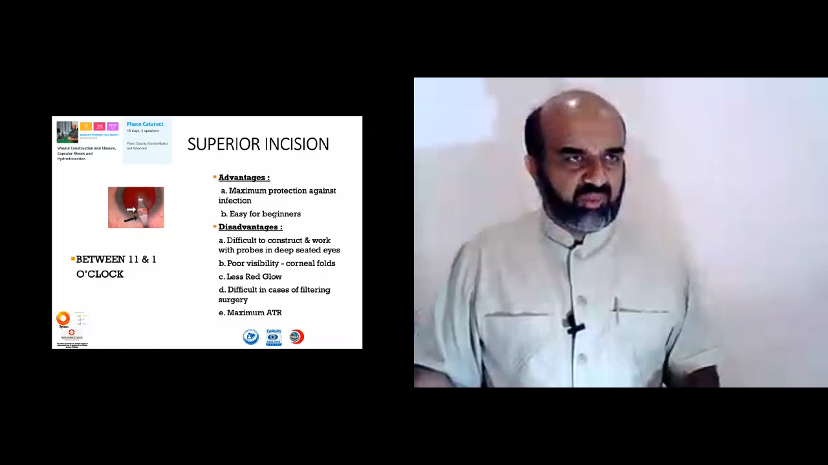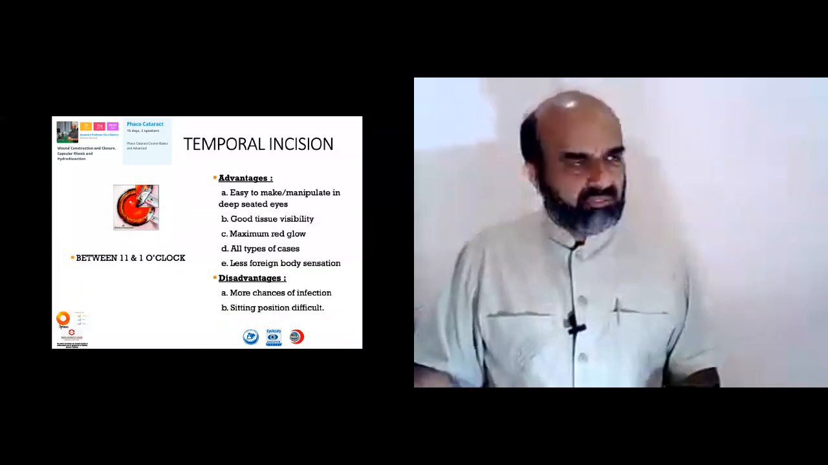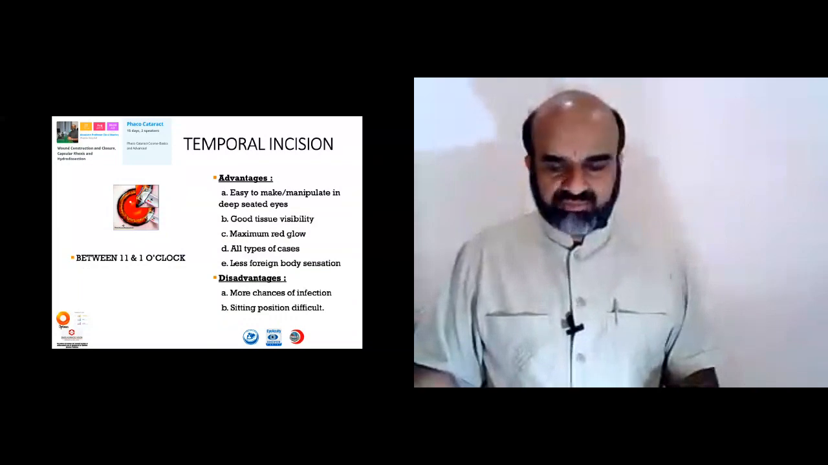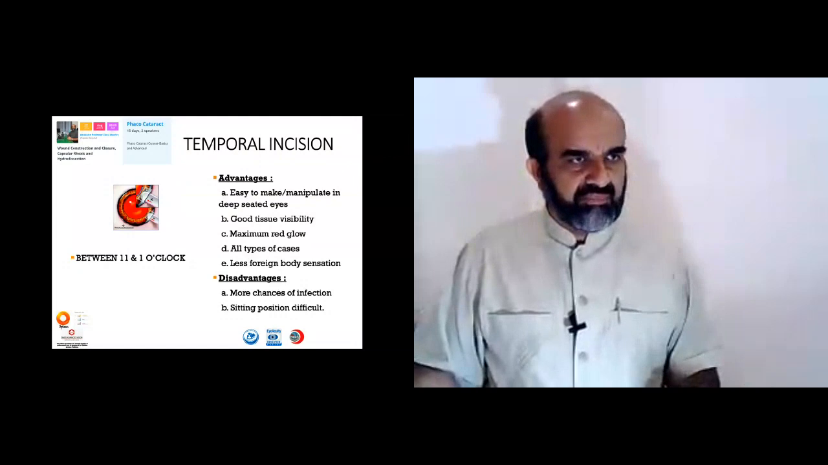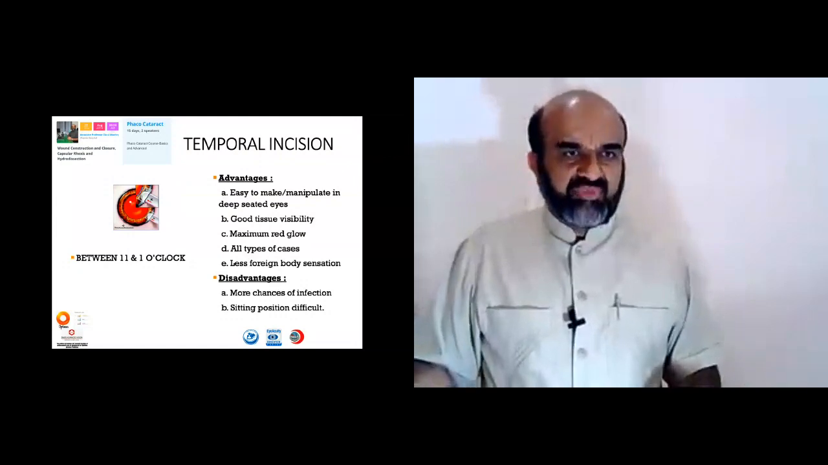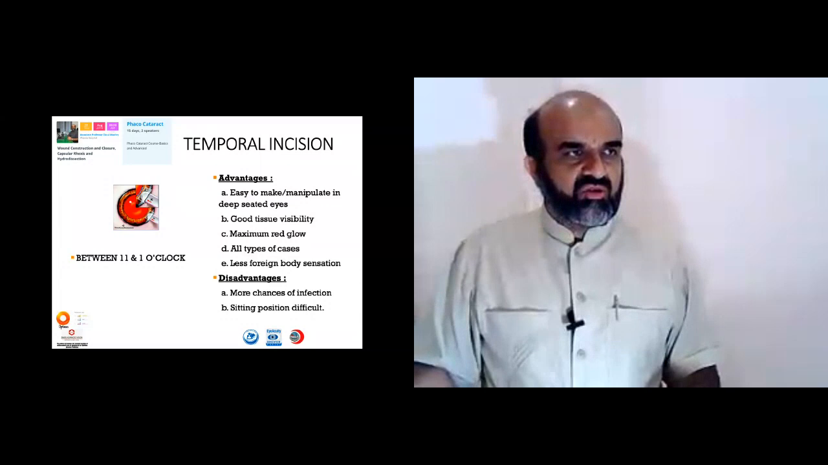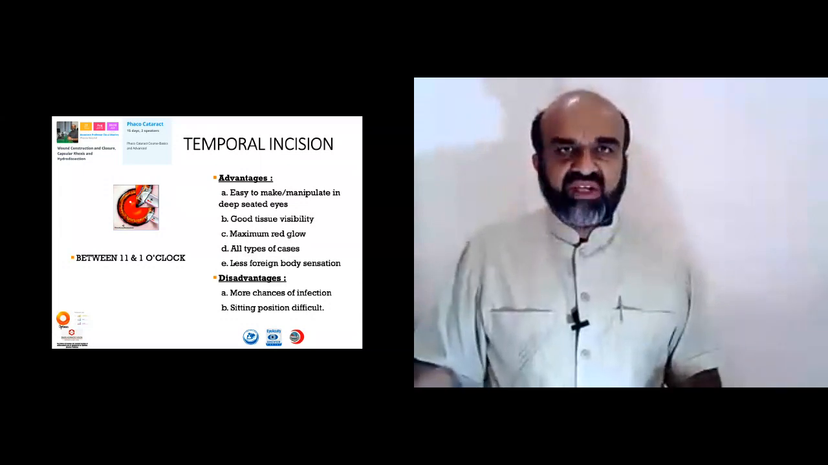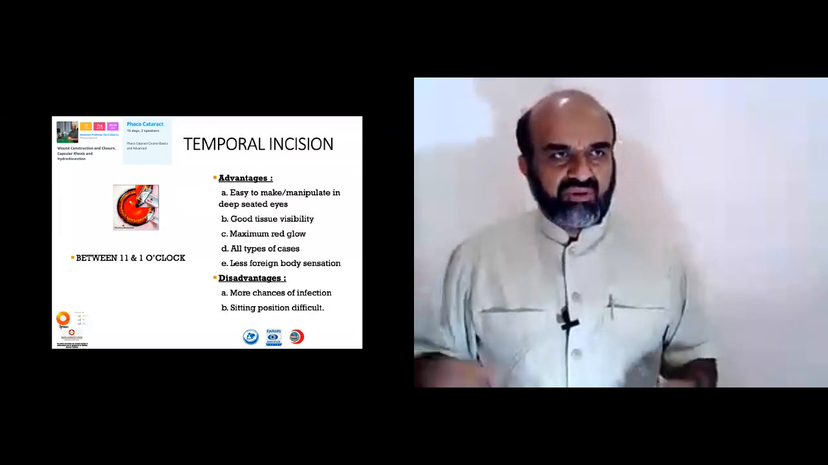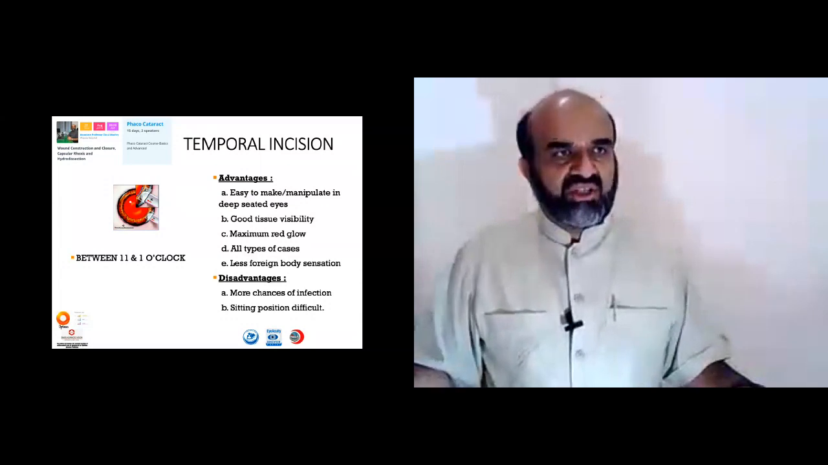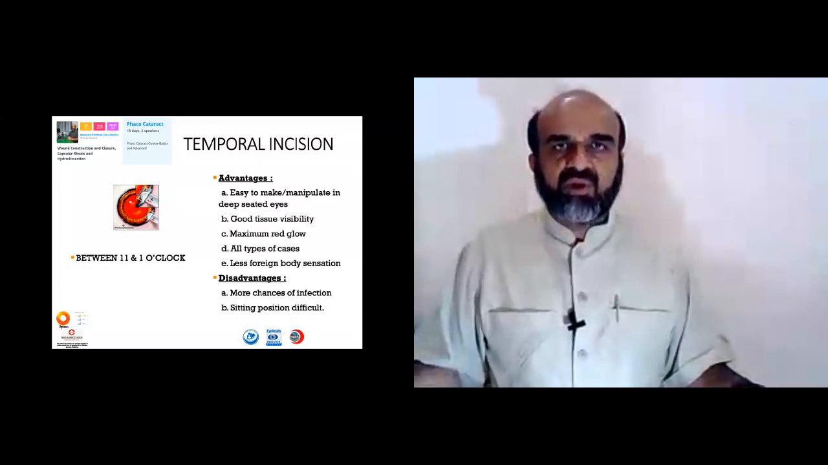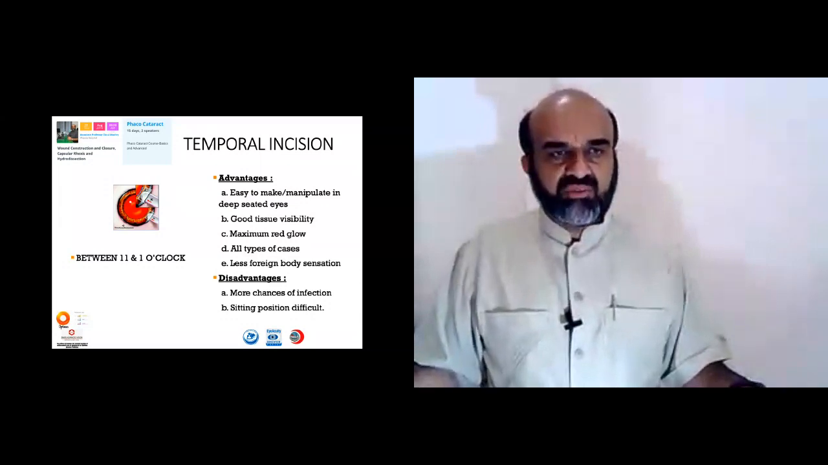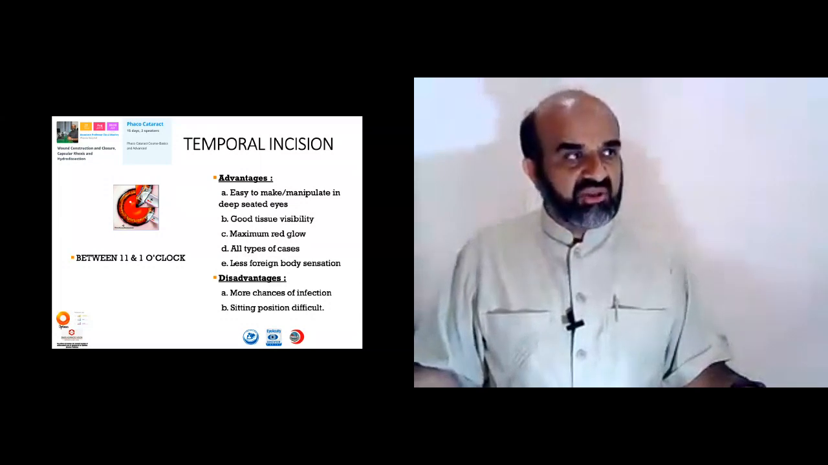The other option is to place your incisions in a temporal location, that is between 11 and 1 o'clock. It's easy generally, and the other advantage is that the white to white diameter is more in the horizontal axis as compared to the vertical axis. So that makes this incision relatively away from the center. The further your incision is from the center of the visual axis or corneal apex, the lesser astigmatism you are going to induce. So that's an advantage.